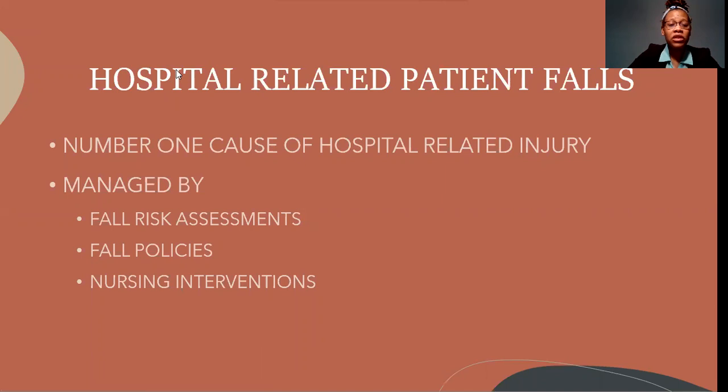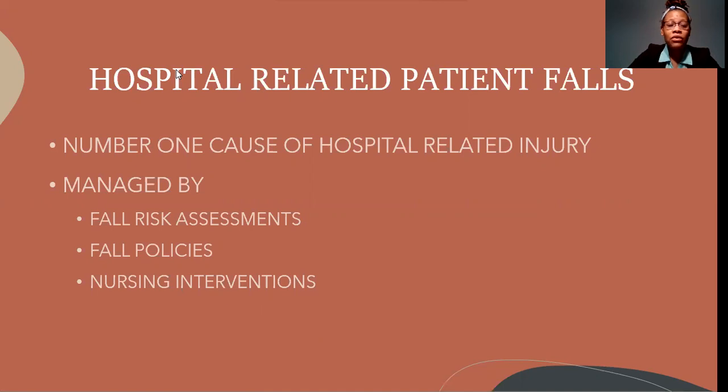Hospital-related patient falls are the number one cause of hospital-related injury across the world. The falls may be assisted, meaning a staff member is present during the fall, or unassisted, meaning there's no staff present. Patients at high risk for falls include elderly patients, patients on opioid medications, patients with an altered mental status, and patients with lower extremity fractures.